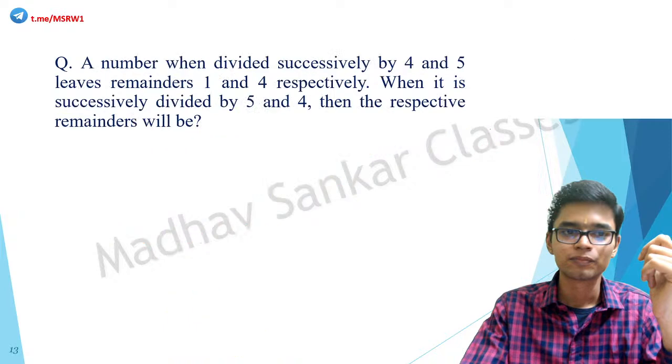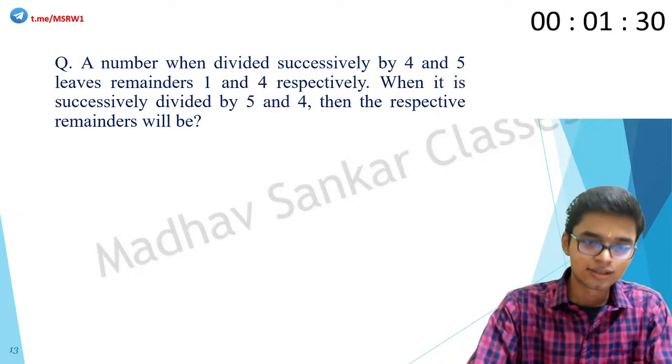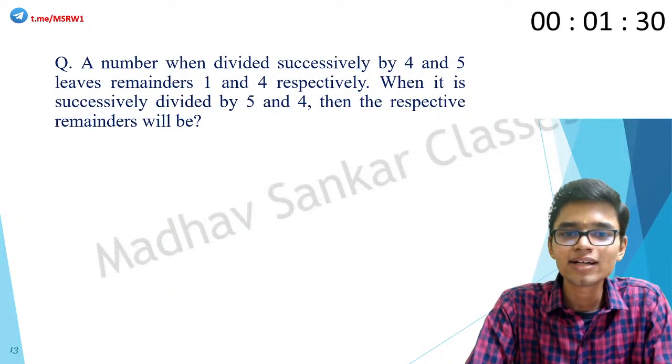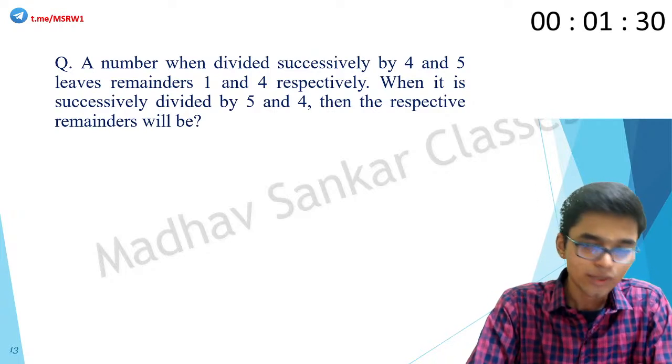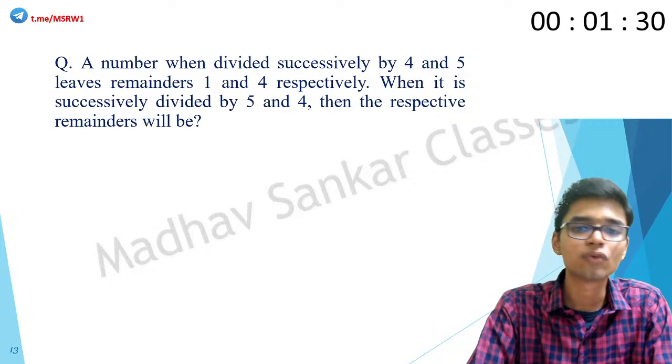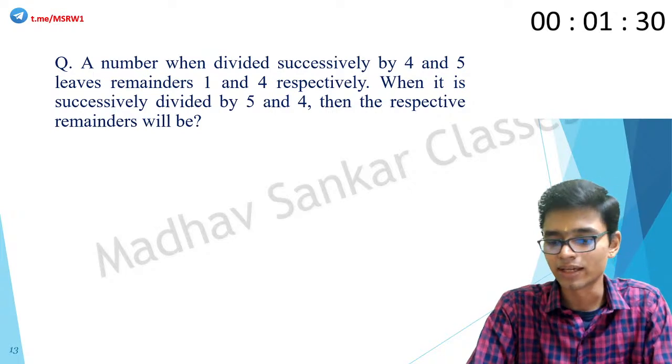Alright, moving on. A number, when divided successively by 4 and 5, leaves remainders 1 and 4 respectively. When it is successively divided by 5 and 4, then the respective remainders will be dash.